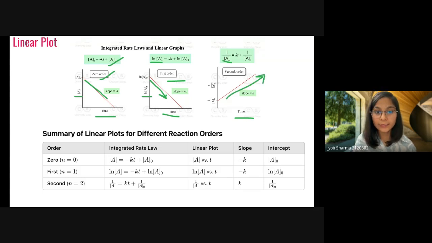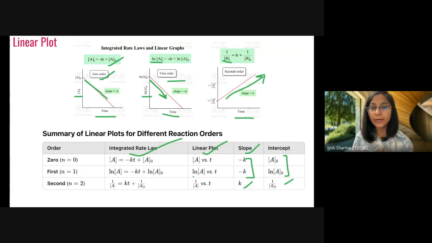Okay, and this we have summarized here. This is the integrated law. We already have discussed the linear plot and then the slope. Here, negative slope is for zero order and first order. For the second order, this is giving us the positive slope. And what will be the intercept? So I think this is the summary from where you can get your linear plot, what will be your slope, and what will be the intercept for first order, zero order, and for the second order reaction.